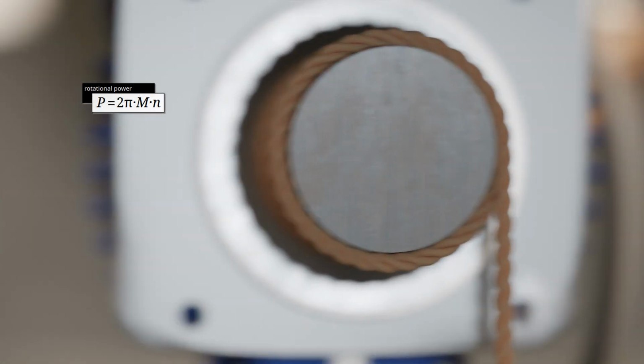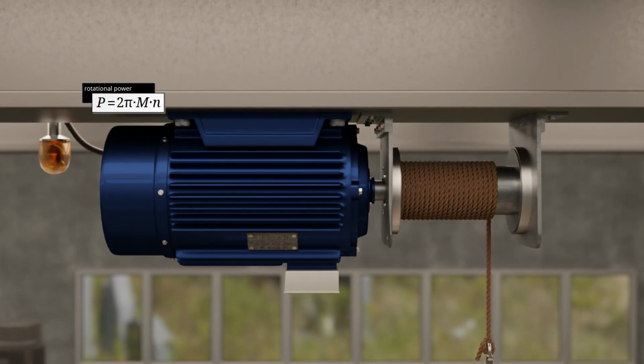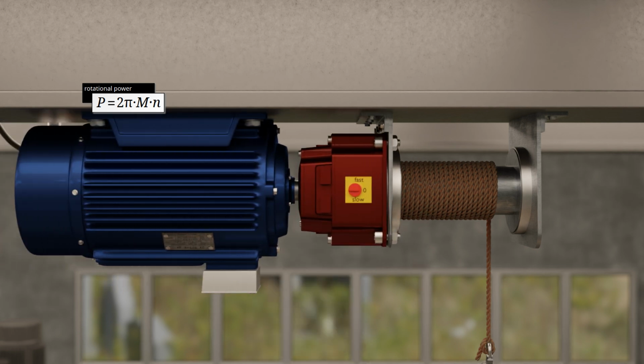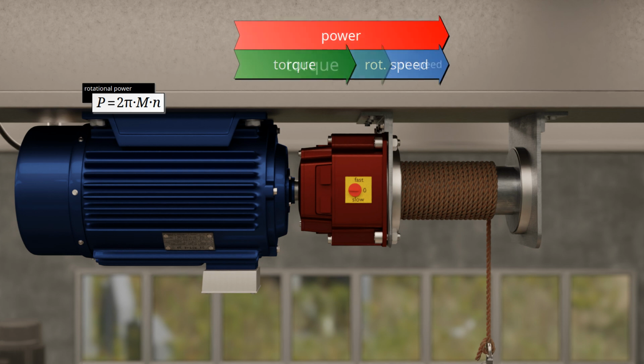In the case of the winch, this power is again supplied by the motor and is initially transferred to the drum in the form of a rotational movement. The winch then converts the rotational power into translational power. This formula shows once again that for a given motor power, the only choice is between high torque at low speed or low torque at high speed.